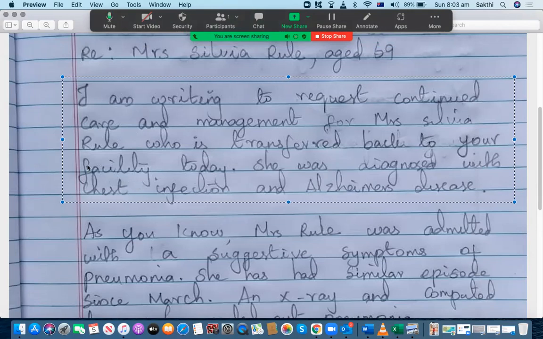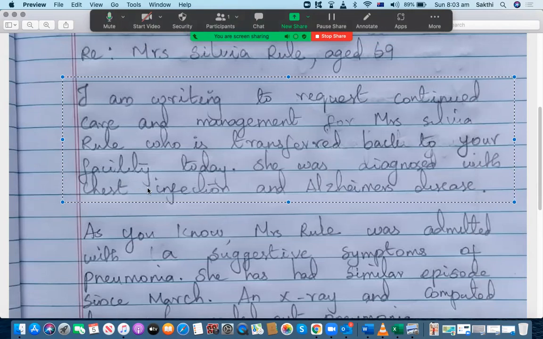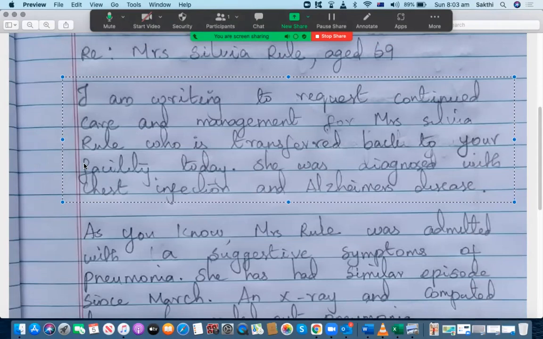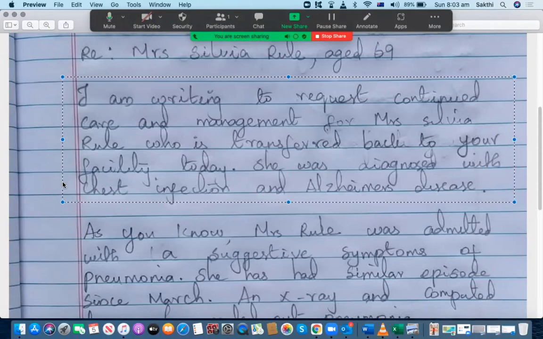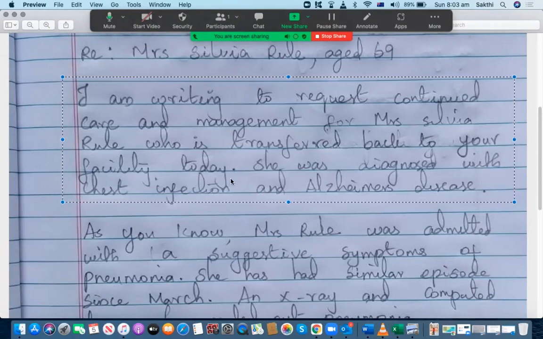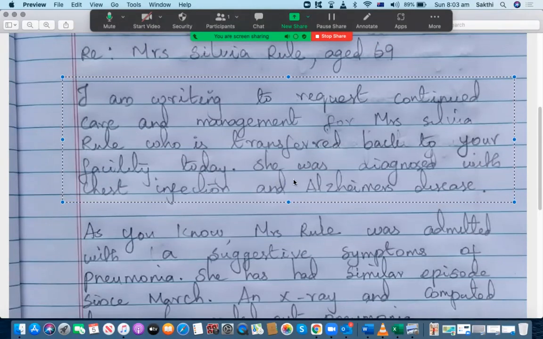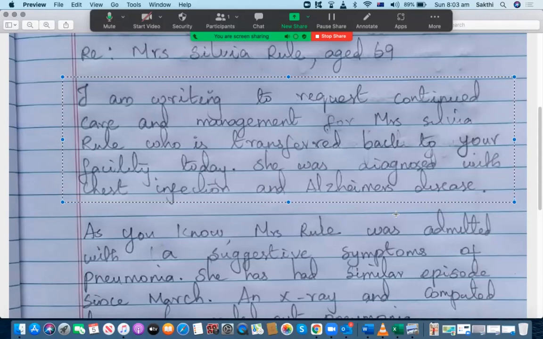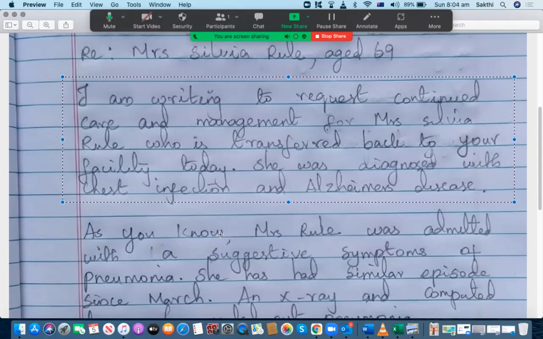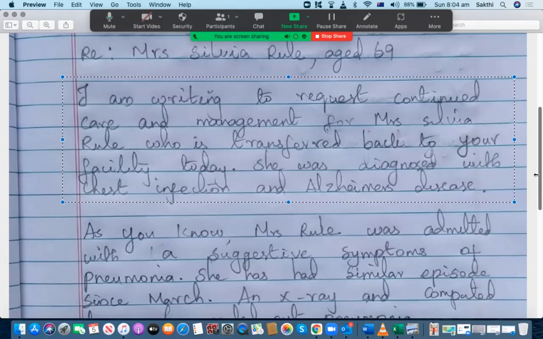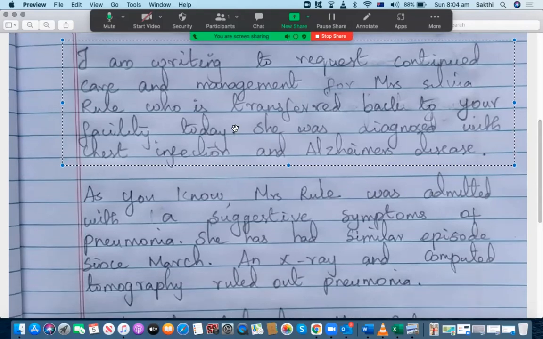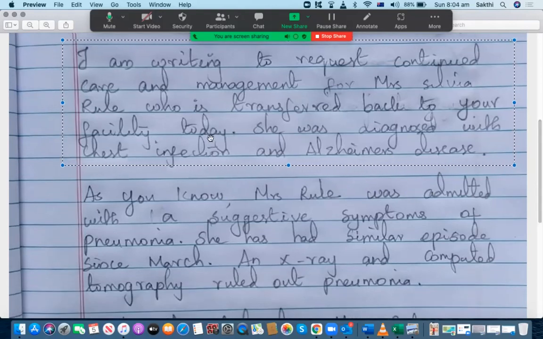So you have written this letter, and this is a request letter, and you are requesting the same service provider to continue the service, which is really good. I'm very happy with that. All right, let's go to the next one. She was diagnosed with chest infection and Alzheimer's disease. Perfect. So this introduction paragraph is really good, apart from this one error. Okay.